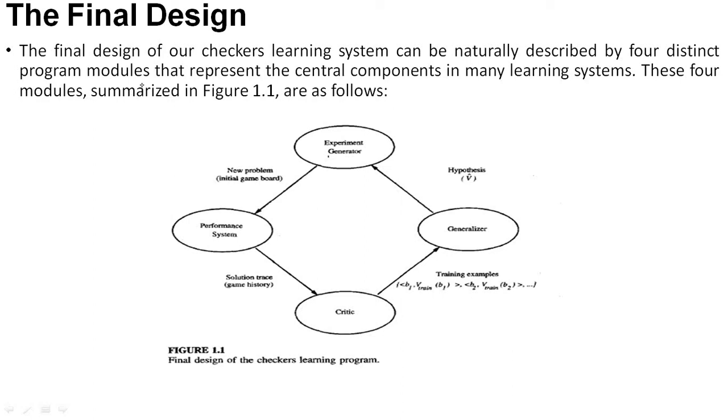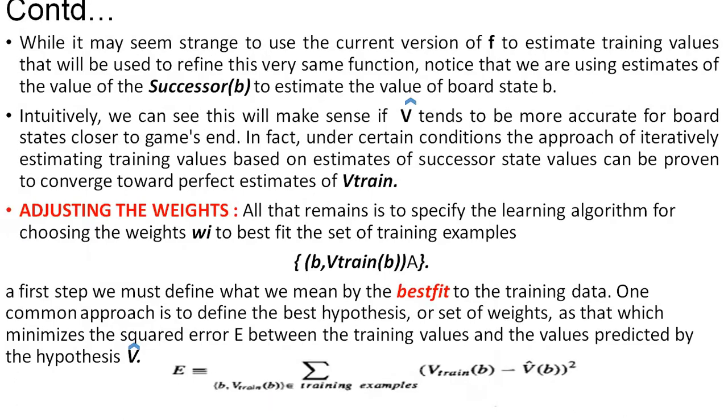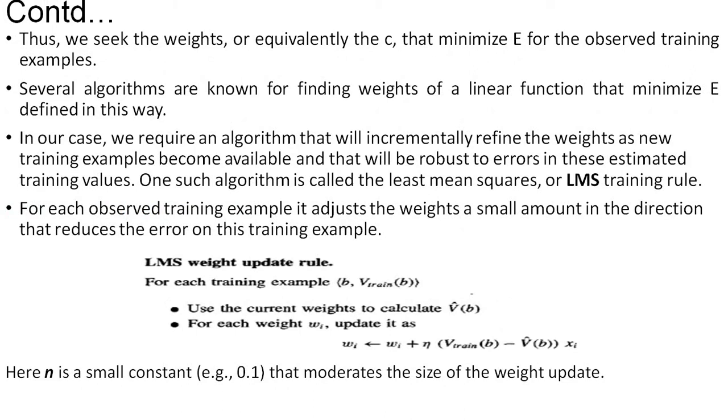We have discussed the fourth step, approximating the algorithm. Here we have seen the function approximation algorithm with two important rules: estimating the training value and adjusting the weight. In adjusting the weight, we learned one algorithm called the LMS weight update rule. At each step it updates the weight and searches for the weight value that is called the best fit.